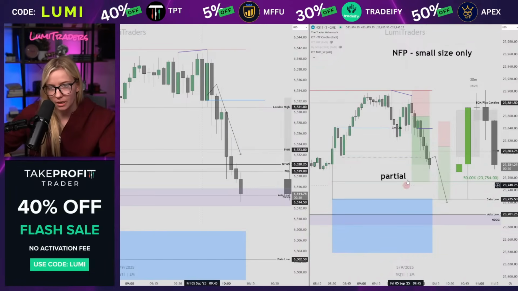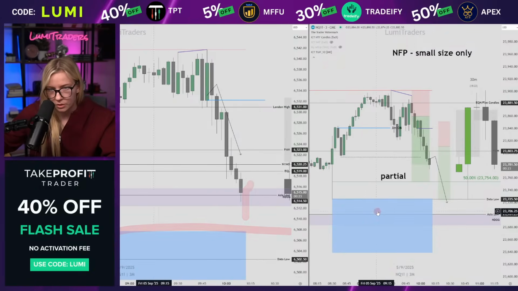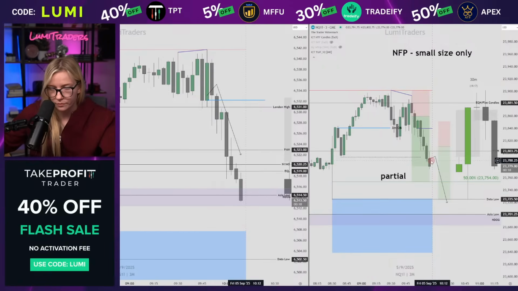ES is trying to displace, really struggling so far, but trying to displace. Once again, I would like to see speed over this TGIF and would like to go to the partial level.